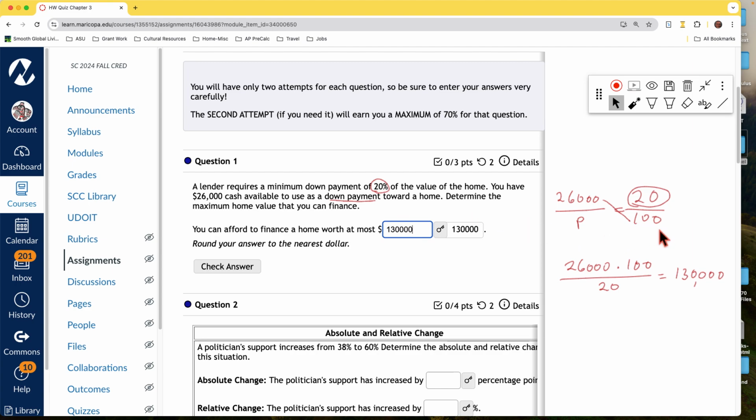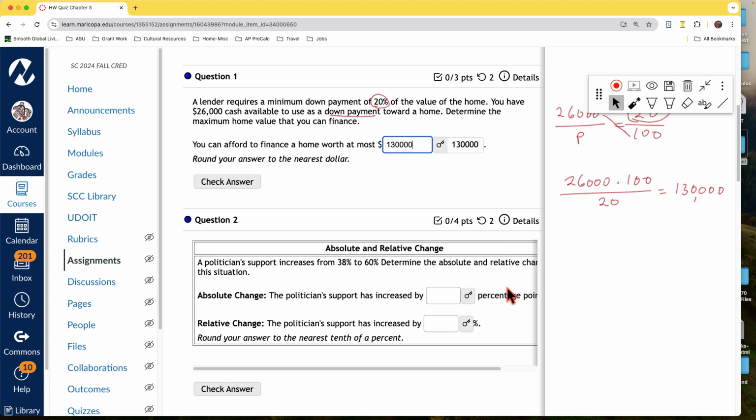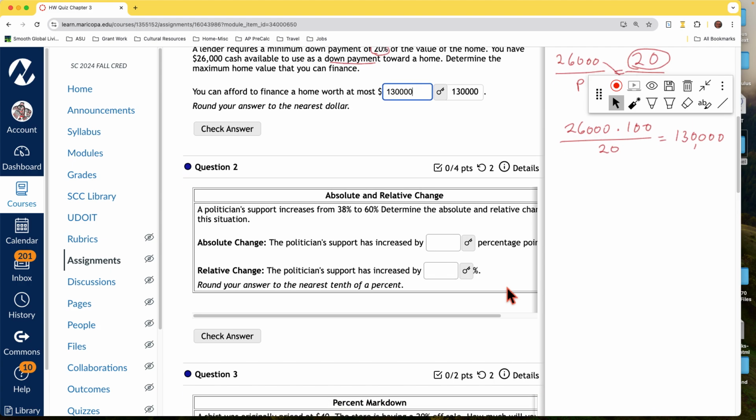Questions on the setup? Right. So don't put any cents, but 130,000. Okay. So far, so good. All right. Notice how, again, we just set up that proportion. We're going to see that works a lot with this.